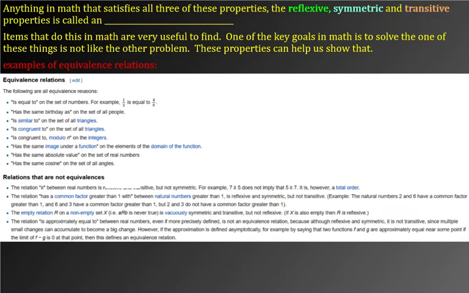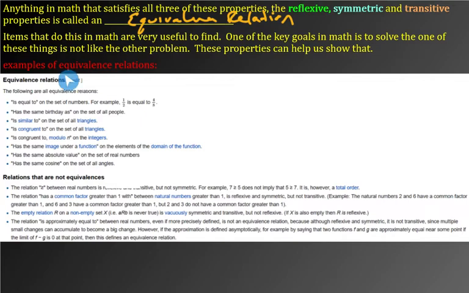And anything in math that satisfies all three of those is what we call an equivalence relation. And equivalence relations are really, really nice. Items that do this in math are very useful. One of the key things in math is to try to classify a lot of things. And if you can show that there's an equivalence relation between two items, it helps you categorize those as being structurally sort of the same thing.